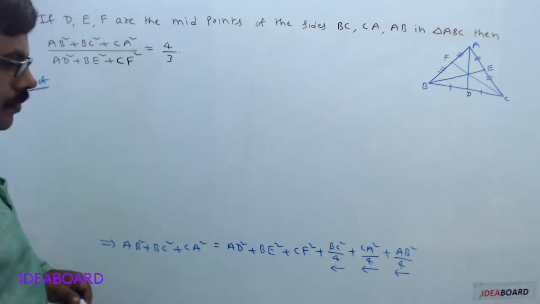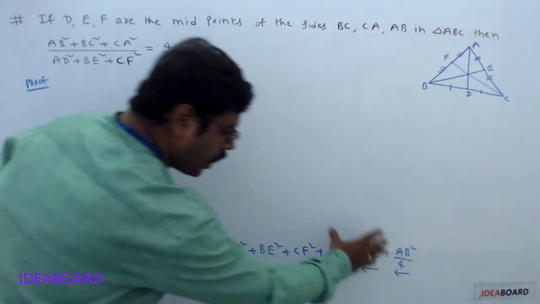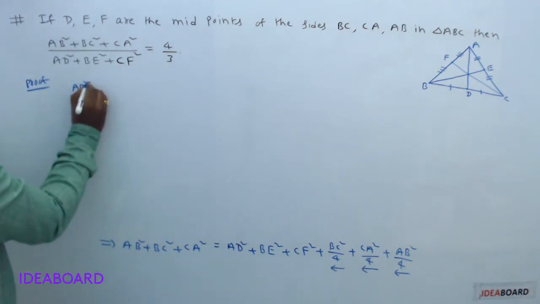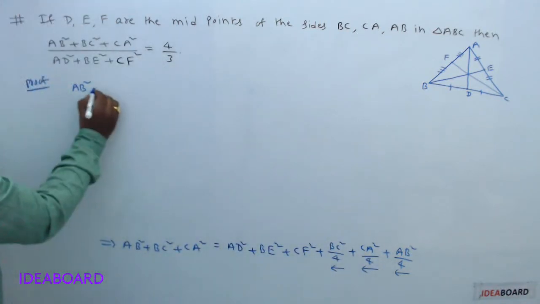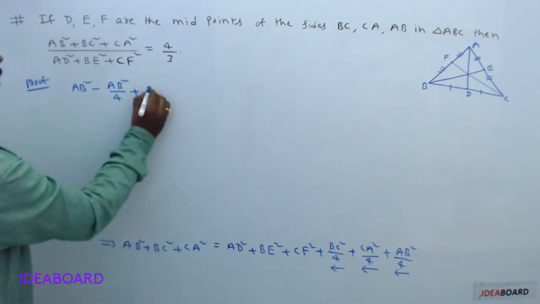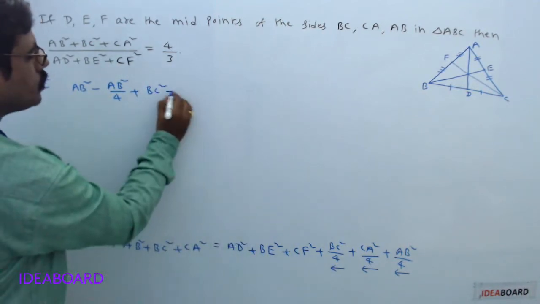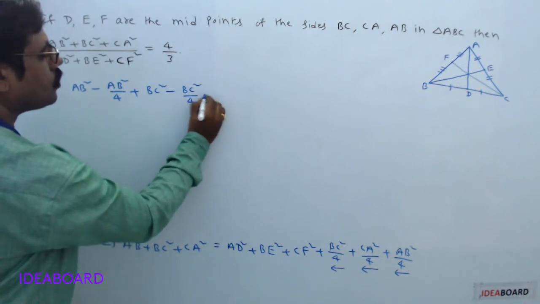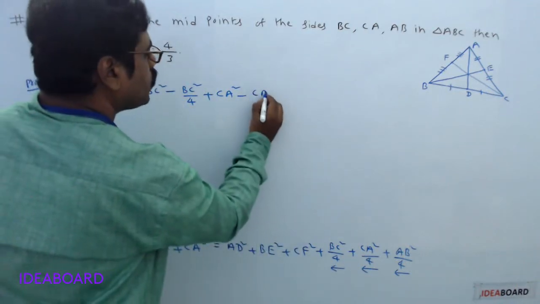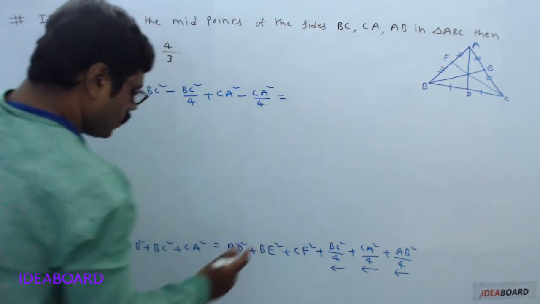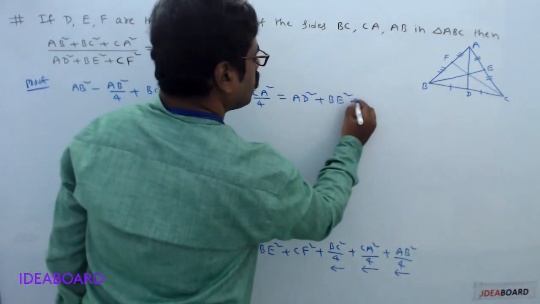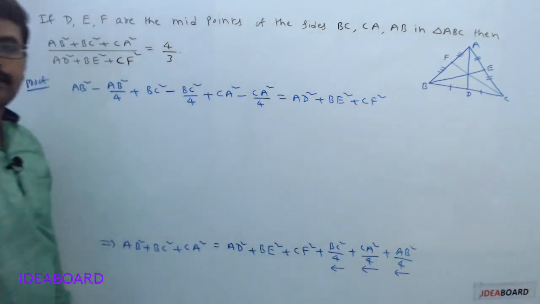Now see the continuation. Bring these three terms from RHS to LHS. So it is AB square minus AB square divided by 4 plus BC square minus BC square divided by 4 plus CA square minus CA square divided by 4. This equals to AD square plus BE square plus CF square.